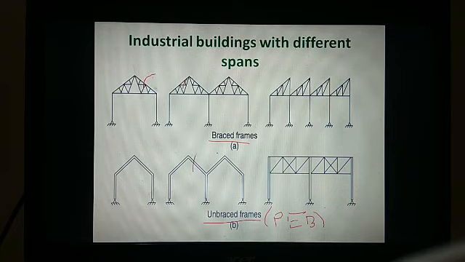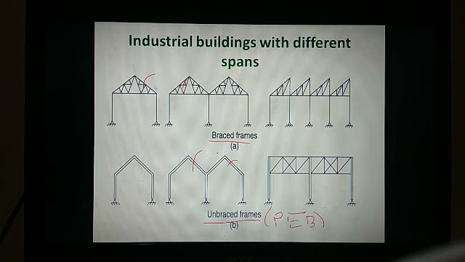If you want to know about PEBs, you have to go through the latest textbooks on PEB structures. I don't think even in BTech civil and MTech structural engineering any syllabus has these PEB designs. You have to go through a few textbooks, or else go and learn from the consultants how to design these PEBs. But as far as the syllabus is concerned, we are going to design these braced frames.